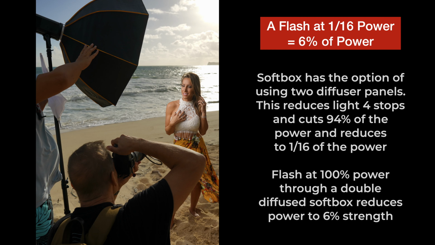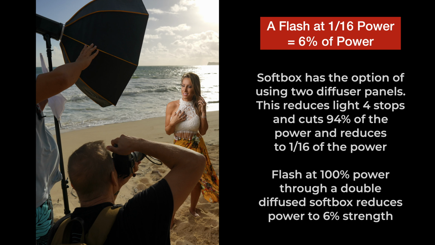And so that's why people like very, very, very strong light sources when they're shooting outdoors. Now let's go one step further and talk about softboxes. Softboxes have 2 diffusers in them, an inner diffuser and an outer diffuser. How much light does that take away? Well, the inner diffuser takes away 2 stops and the outer diffuser takes 2 stops. You are losing 4 stops.